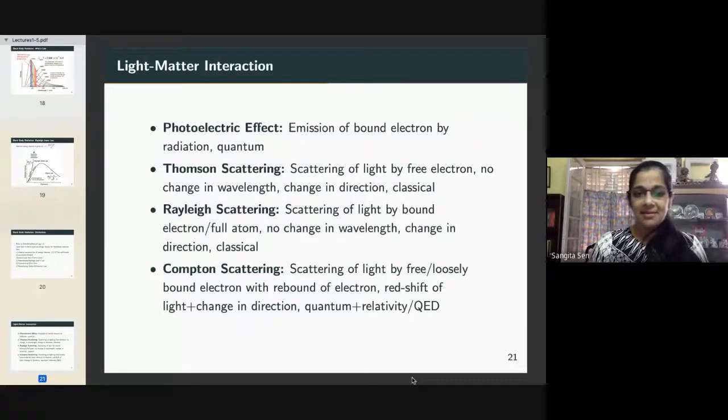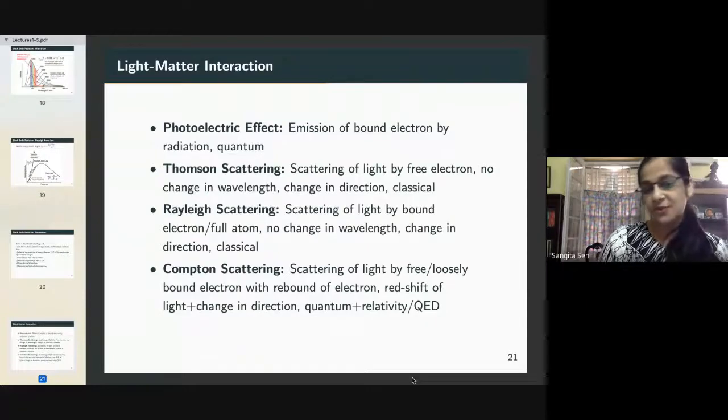Okay, but then later on, another type of scattering was discovered, the Compton scattering, which was again the scattering of light by a free or loosely bound electron. But what was observed was that the wavelength of the light that was scattered shifted. There was a red shift in this wavelength, and the electron was also moved. And this could not be explained without combining both quantum mechanics and relativity. And if you want to describe it even more accurately, then you need quantum electrodynamics. Okay. So we will study the photoelectric effect and the Compton scattering, one after the other.